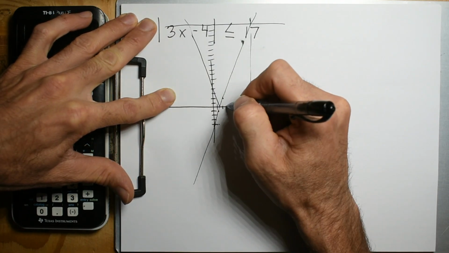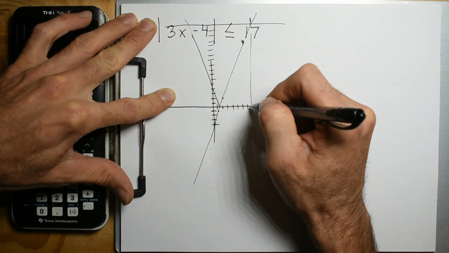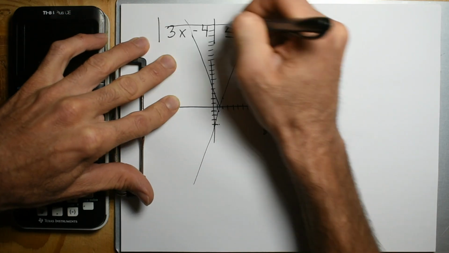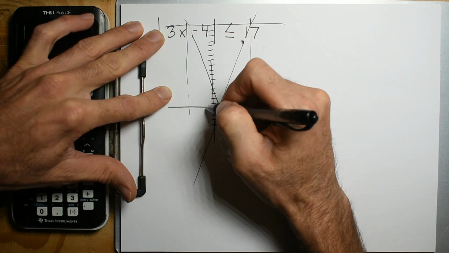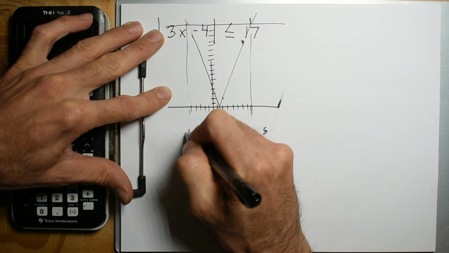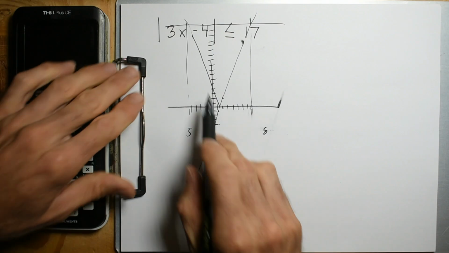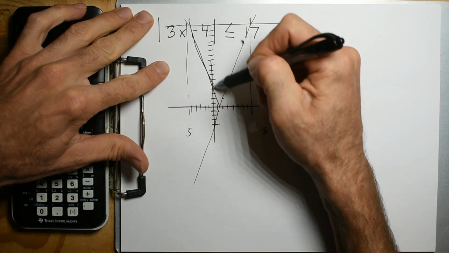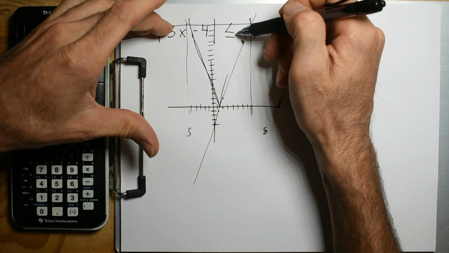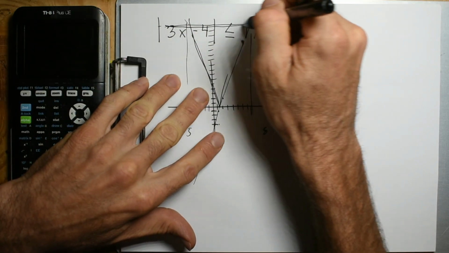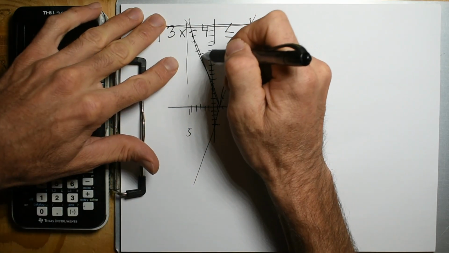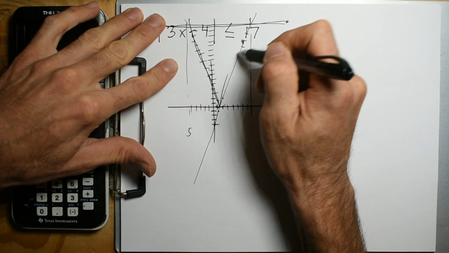So what is this? 3, 4, 5, 6, 7, 8. So I think my answer is going to be close to 8. And then what's this? 1, 2, 3, 4, 5. Maybe 5, maybe 6. And then what does this say? It says this equation that we did has to be less than this number 17. Okay, so all of this is my answer.